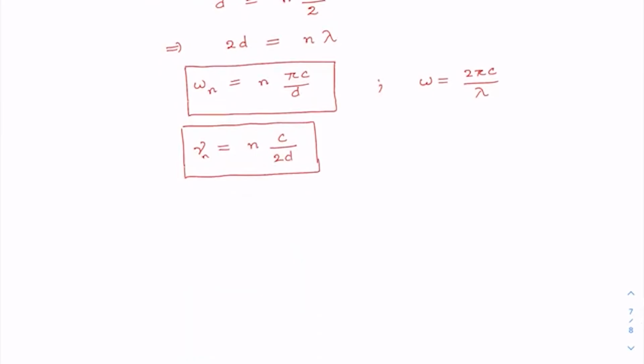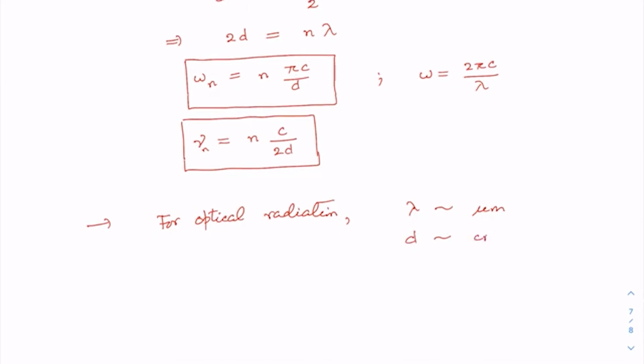By the way, we require a bit of familiarity with the Fabry-Perot cavity while discussing optomechanics in module 3. Now, for optical radiation in a typical Fabry-Perot cavity, the wavelength is on the order of a micrometer, and the typical size of the one-dimensional cavity is on the order of a centimeter.